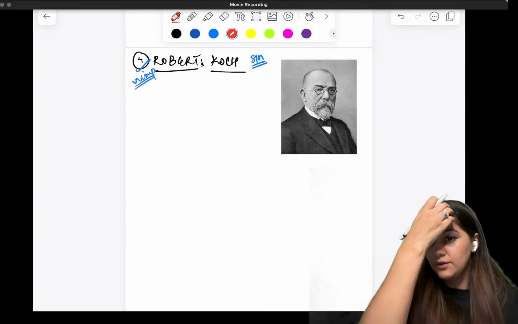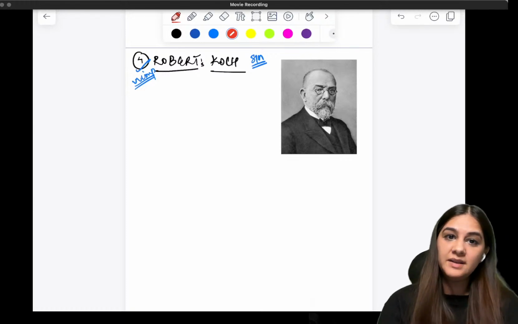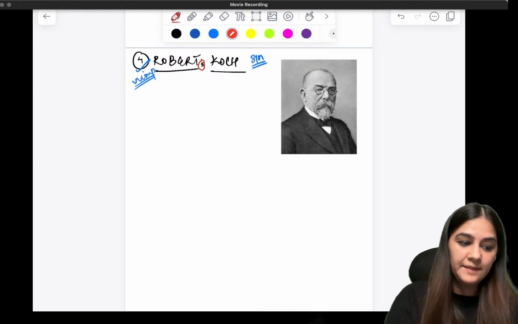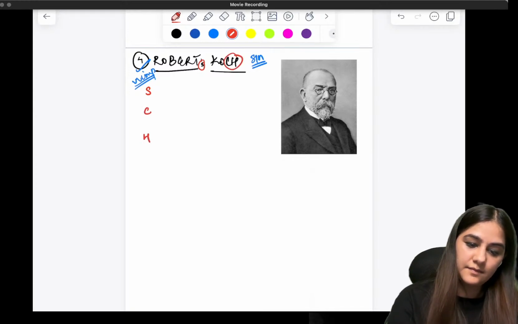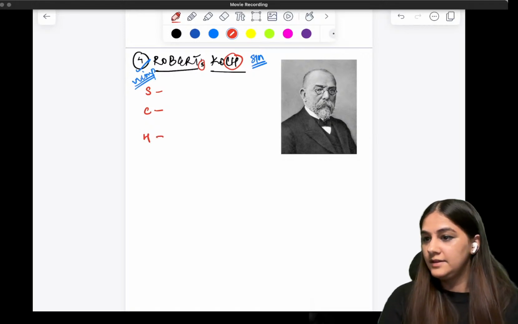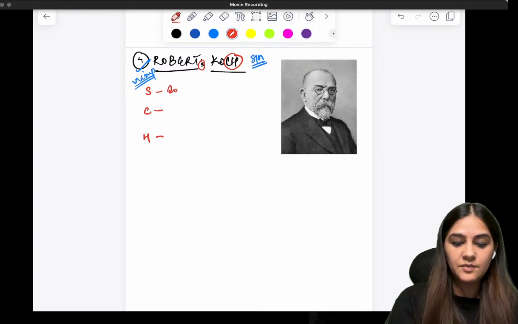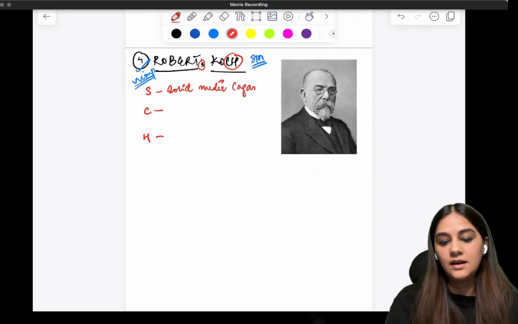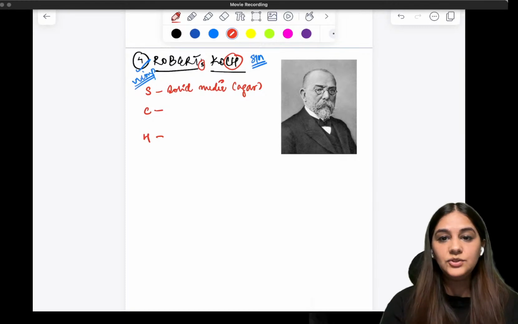So the next scientist we are going to talk about is Robert Koch. I've actually named him as Robert Koch. Can you see? Why? Because I'm going to write S and I'm going to write CH again from his name only, right? So S, what did he do? He actually gave us the concept of solid media using agar, right?